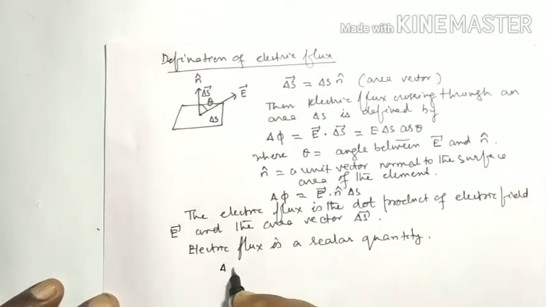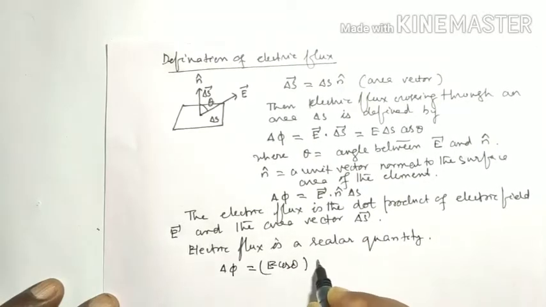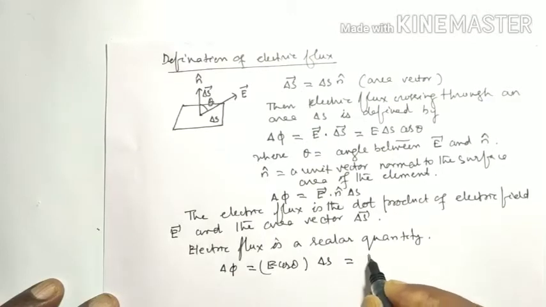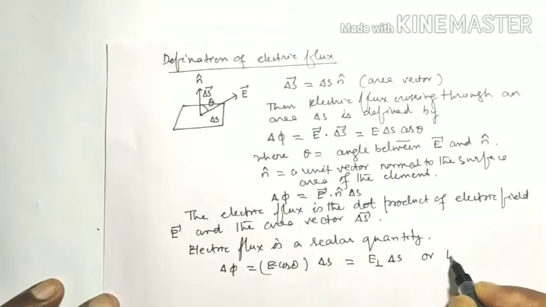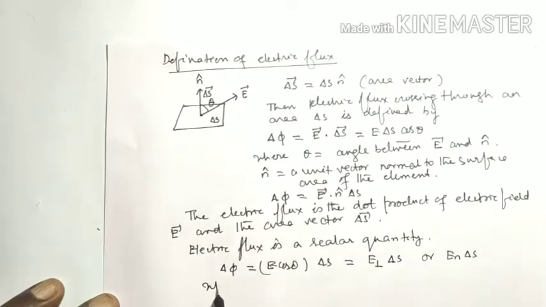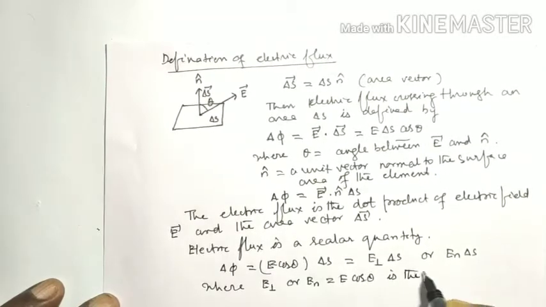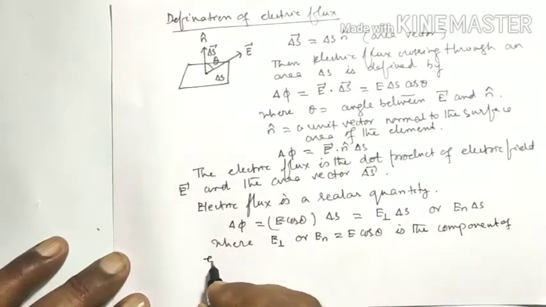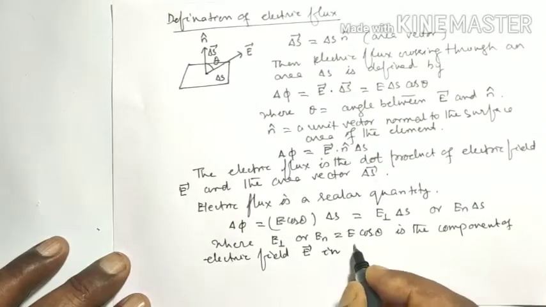We can also write delta phi is equal to E cos theta into delta S, or this is E perpendicular into delta S, or En into delta S, where E perpendicular or normal, or En, that is equal to E cos theta is the component of electric field E vector in the direction of n cap.